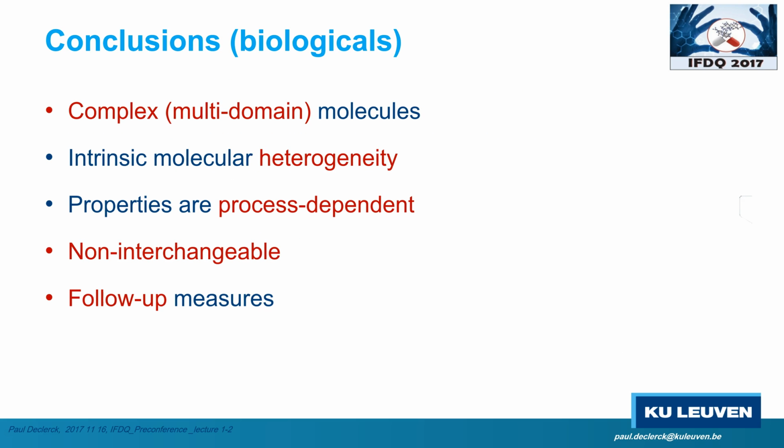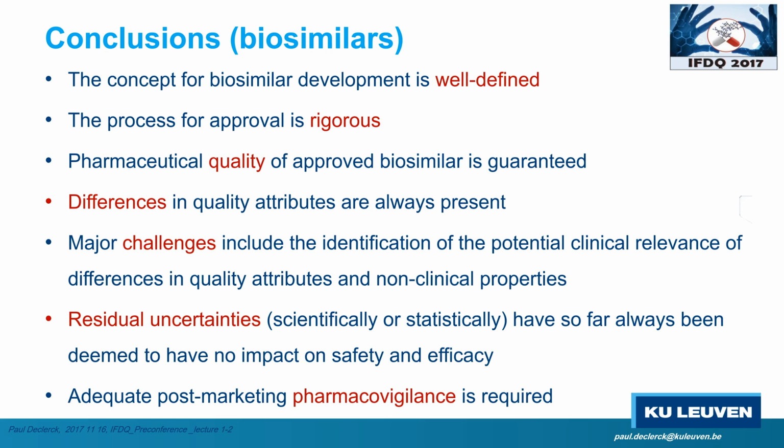So in conclusion, if we're talking about biologicals, in general, we should realize that these are complex molecules, often composed of different domains that are important for the function. We are not dealing with one particular variant, but with a heterogeneous protein population. The entire process will determine the ultimate properties of the molecule. We should not consider them as interchangeable, and we will come to that after the coffee break. And obviously, we need quite some post-marketing surveillance.